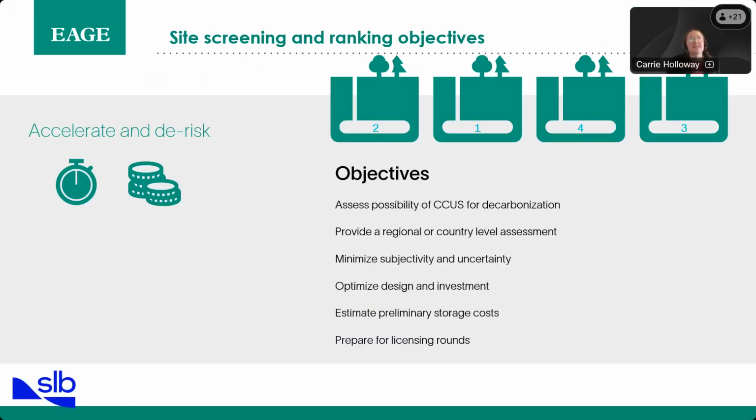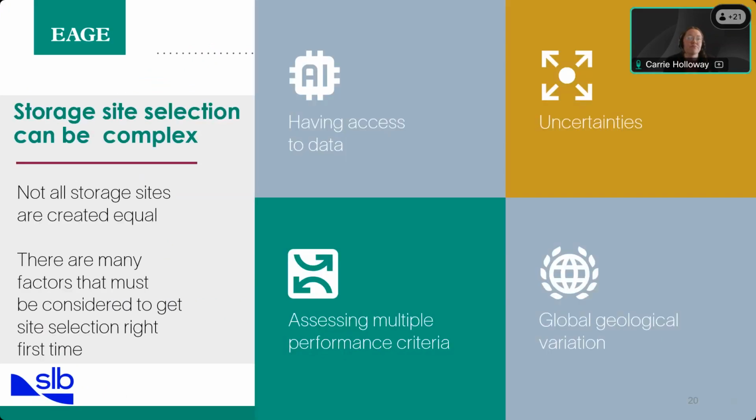So what are the objectives for our site screening and ranking? So to assess if CCS is possible, to provide a regional or country level assessment, to minimize subjectivity or uncertainty if we were just looking at a single site, to optimize our design and investment, to estimate preliminary costs, and also to help prepare for licensing rounds.